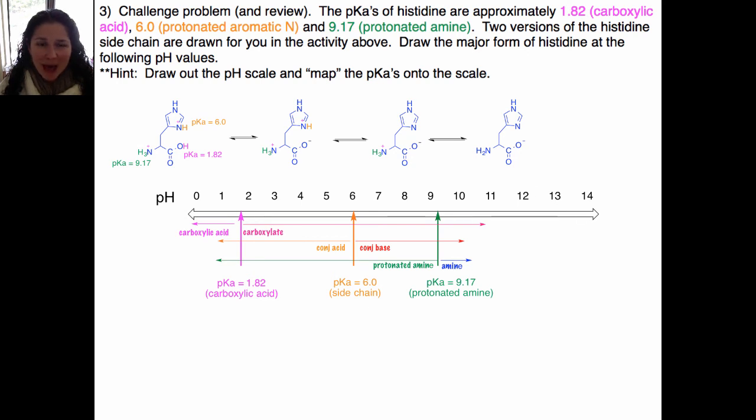Now that I've drawn a map of all of the possible structures, it's easy for me to identify which structures exist at different pHs. Now try to complete this problem by answering the question. Check the key to make sure you're correct.